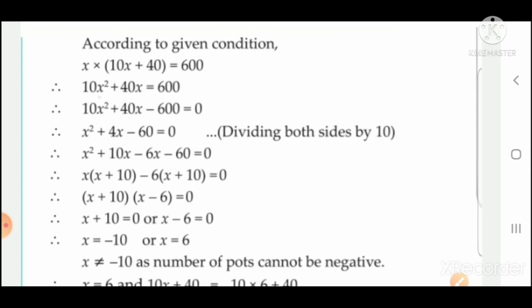x into 10x becomes 10x squared, plus x into 40 becomes 40x, is equal to 600. So 600 goes to the left hand side and becomes minus 600 equal to 0. Now simplify this equation by dividing by 10. 10 upon 10 becomes 1, so x squared, 40 upon 10 becomes 4x, and 600 upon 10 becomes 60, equal to 0. Now solve this quadratic equation by the factorization method.